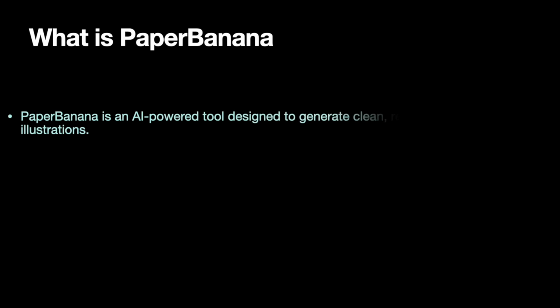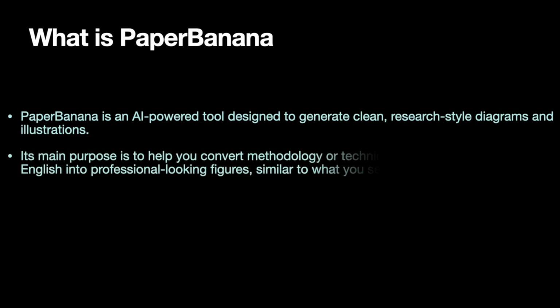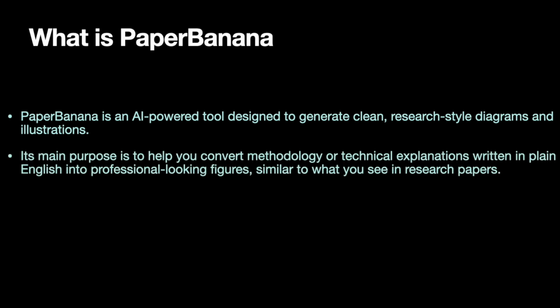So what is PaperBanana? PaperBanana is an AI-powered tool designed to generate clean, research-style diagrams and illustrations. Its main purpose is to help you convert methodology or technical explanations written in plain English into professional-looking figures, similar to what you see in research papers.